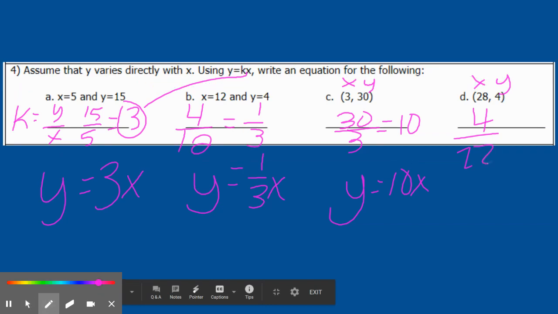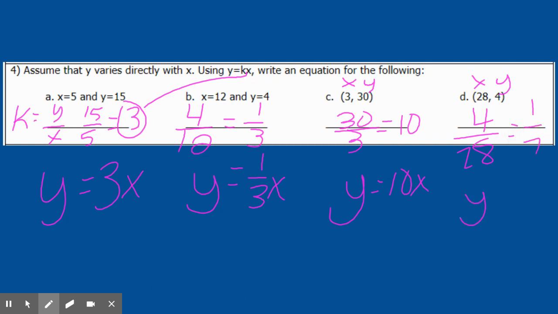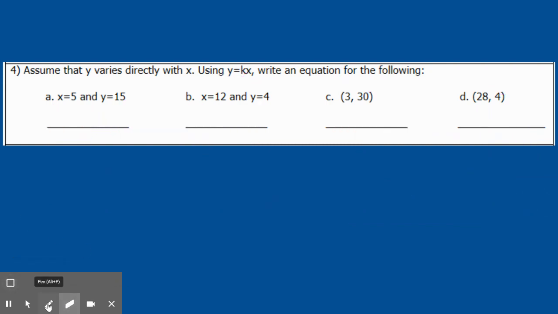y over x, so x was 28, so that simplifies to 1/7. So my formula is y equals 1/7 x. Okay, so we're just inputting the k, and again, k is y over x.